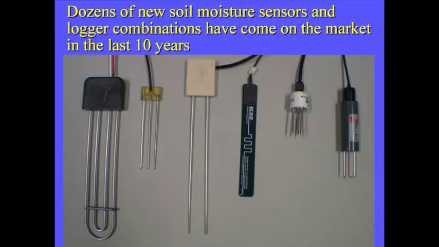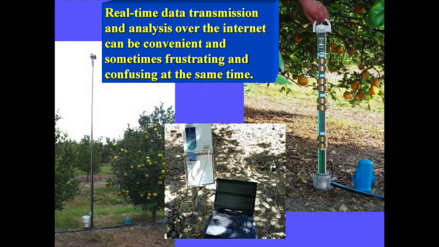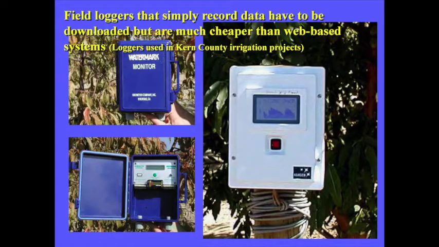Then you also have these different forms of time domain reflectometry and capacitance probe, FDR and salinity probes. 20 years ago, we were hooking these up to in-field loggers and downloading them. Now, virtually everything is sent out over the web. So let's take a real quick look.